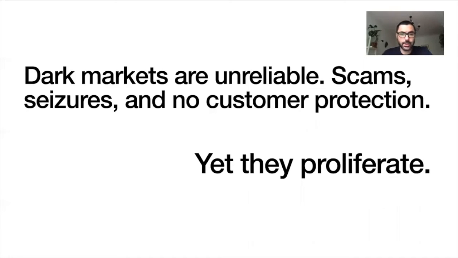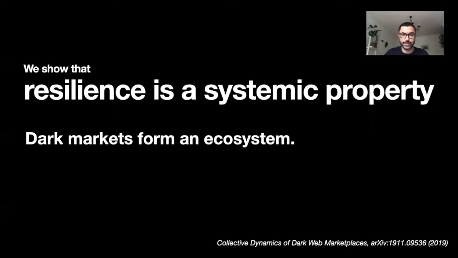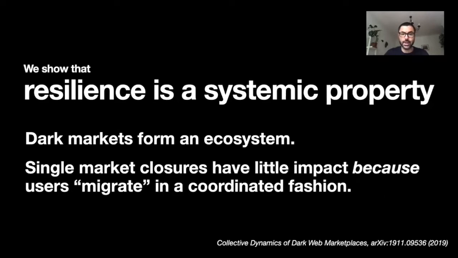observation, we wanted to understand the root of the resilience of dark markets, and we produced an analysis that I'm offering you, and it is presented also in this recent preprint. You can see the reference there, where we show that resilience is a systemic property of the system. That is, dark markets really form an ecosystem, and a single market closure has little impact there. Why? Because users migrate in a coordinated fashion to another market very rapidly. So it's a swift migration. And so from the point of view of the user experience, you also have very well populated markets. This is the take-home message.